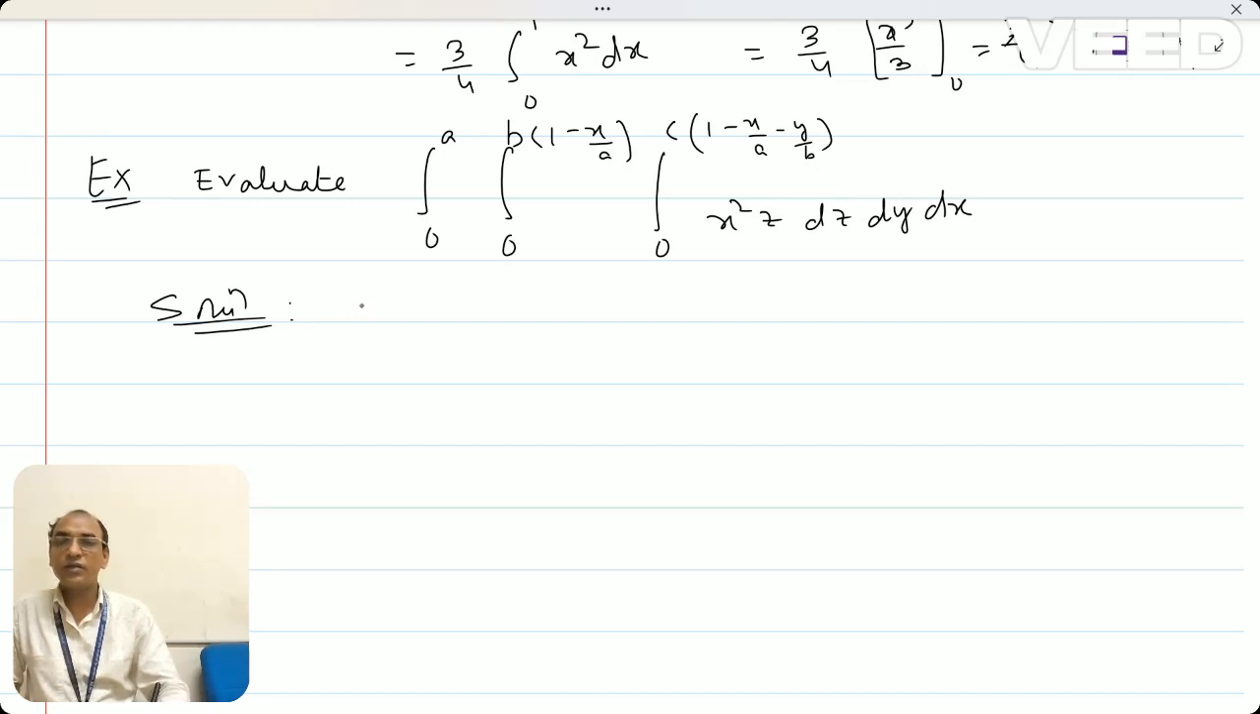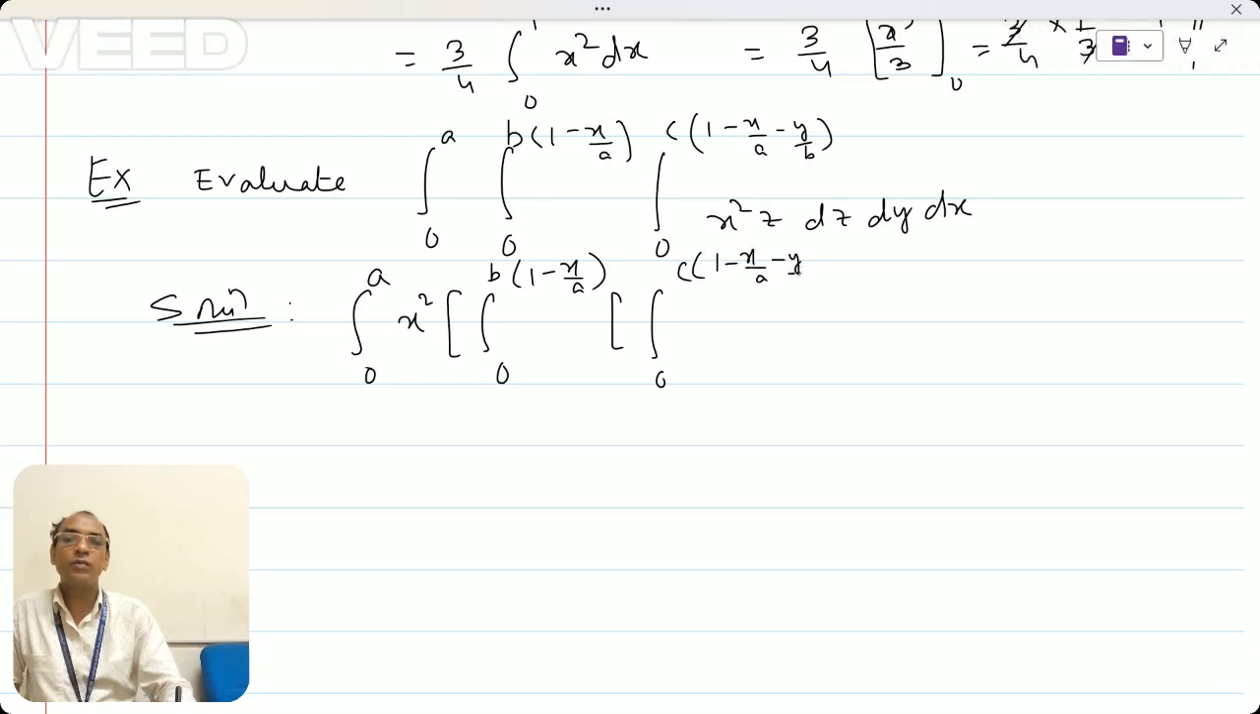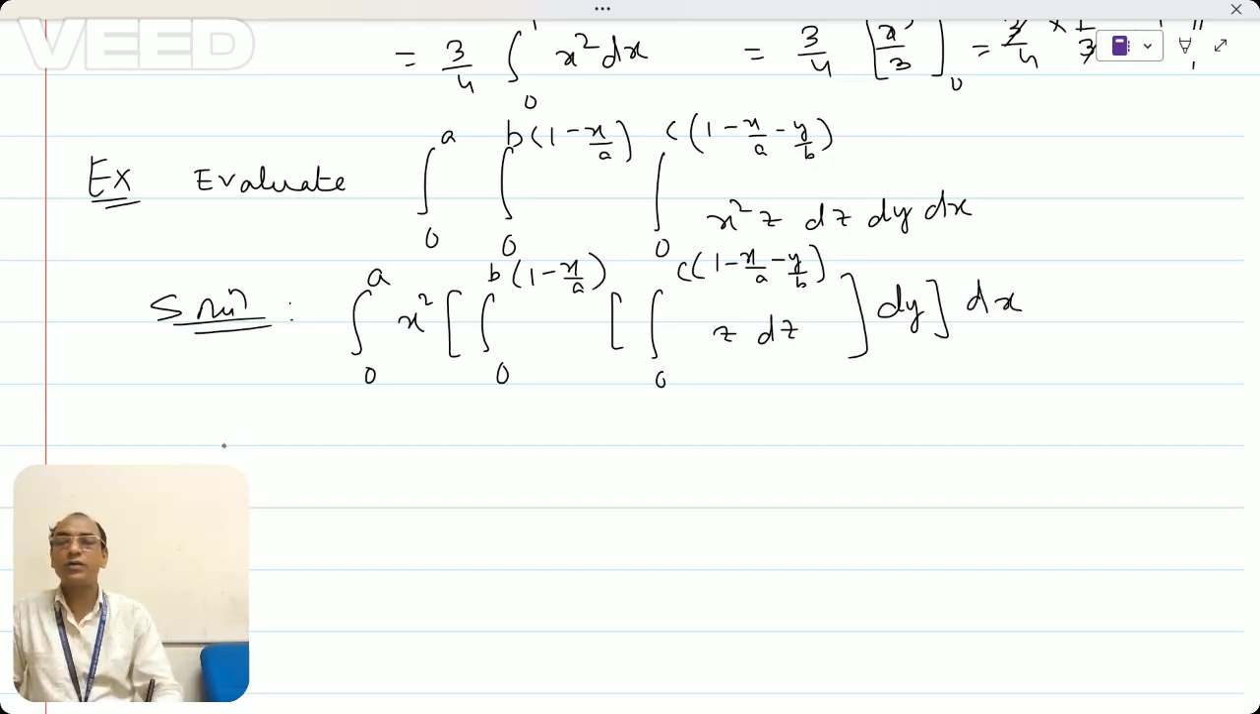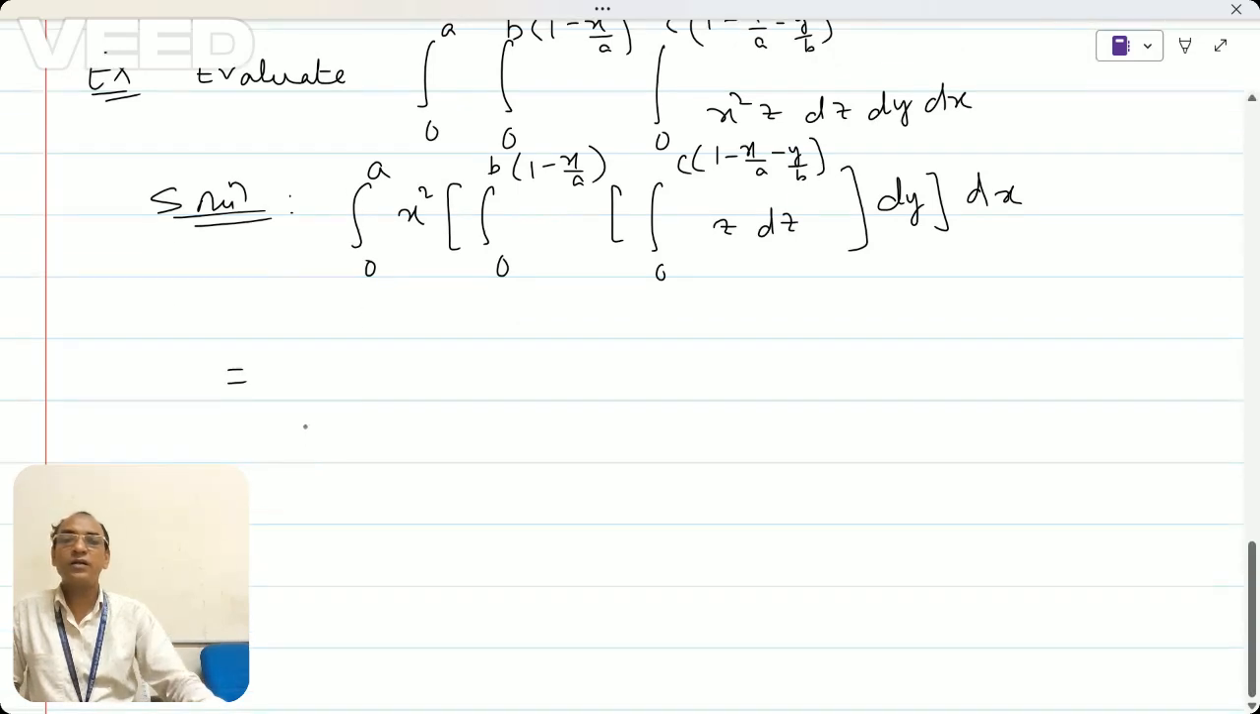So we can rewrite it in this way: integration 0 to a, x square is independent of z and y, so I will take it out, and then integration 0 to b into 1 minus x by a, and then integration 0 to c into 1 minus x by a minus y by b, and then I will start with z dz. After that I will integrate with respect to y, and at the end I will integrate with respect to x. Now let us integrate the inner thing.